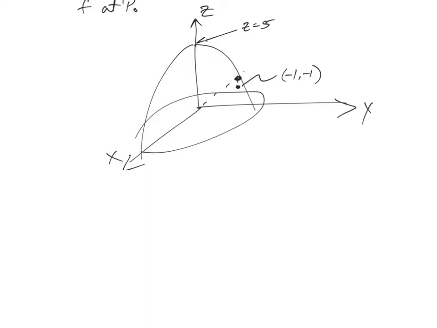We're going to need the gradient vector of our function at the point -1, -1. So when you take those partial derivatives, you get -2x, you get -4y, okay? At the point -1, -1, that gradient vector is going to be equal to 2, 4.